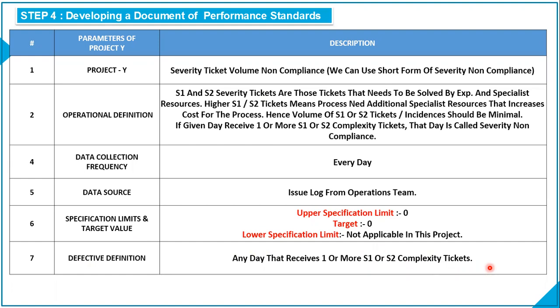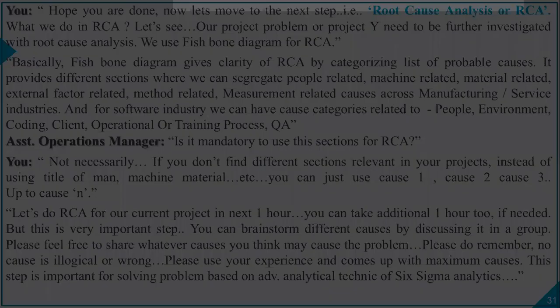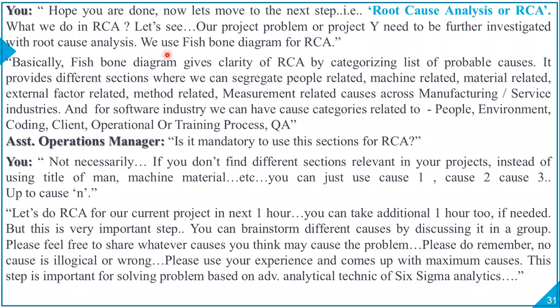So that's about the defective definition, and this is the whole document they developed in half an hour, through brainstorming and discussing together. You also were part of that discussion, although you're the new team member. As a Six Sigma Green Belt, you were just facilitating the process of developing the document called performance standard, right? So you facilitated the process. Next step, next slide. You continue over here. Hope you are done after 30 minutes.